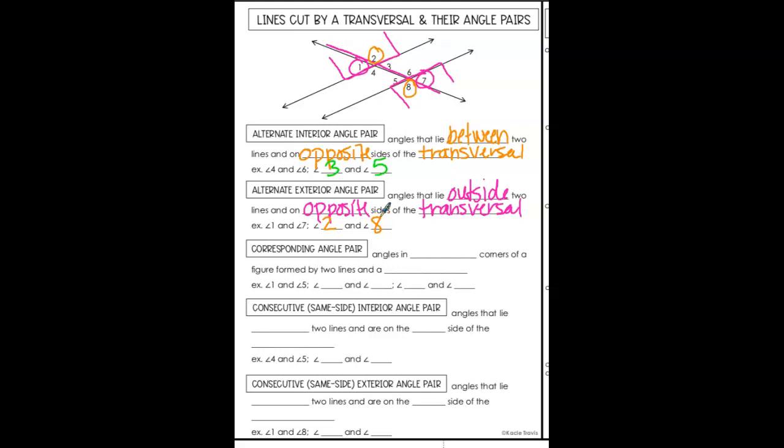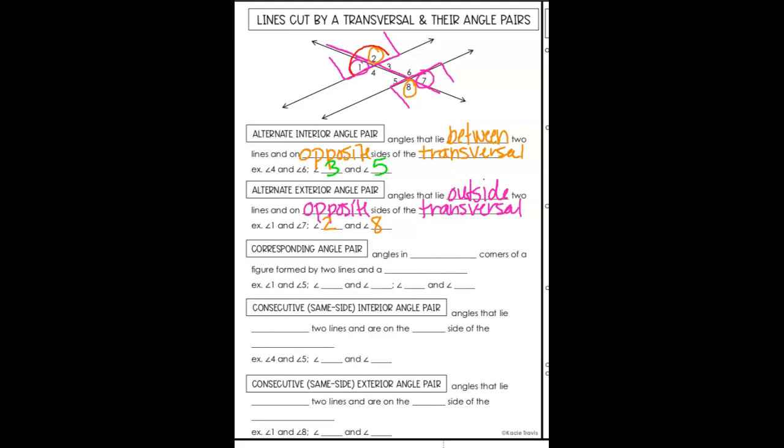However, 1 and 2 are not alternate exteriors because, again, those ones are actually supplementary because they make a straight line. So those are not alternate exteriors, and neither is 8 or 7 because they are supplementary as well. So those are the only pairs that we have.